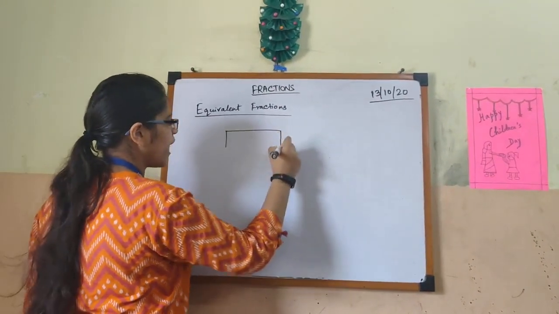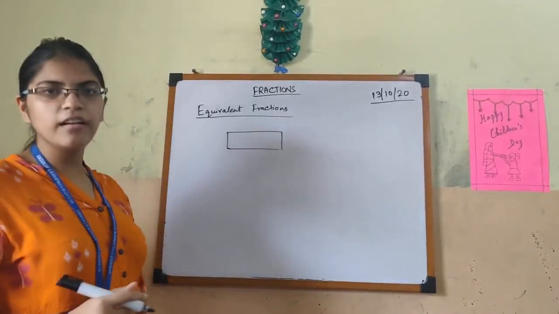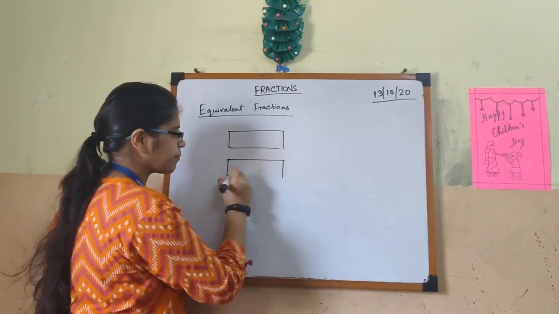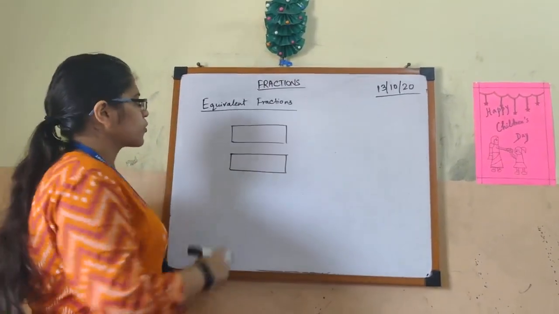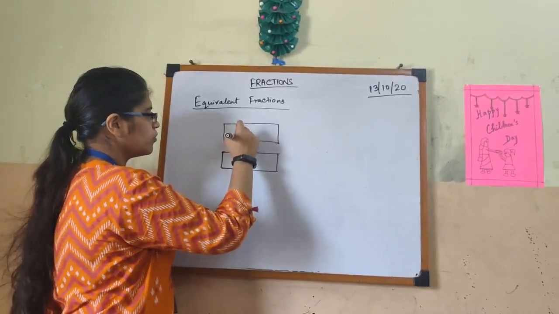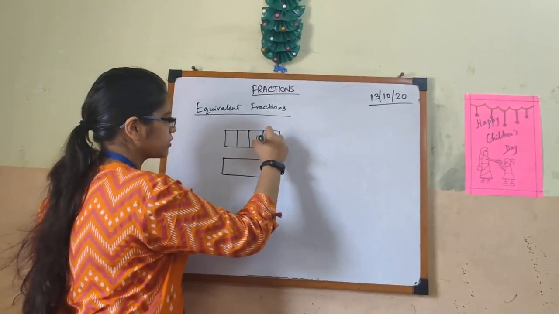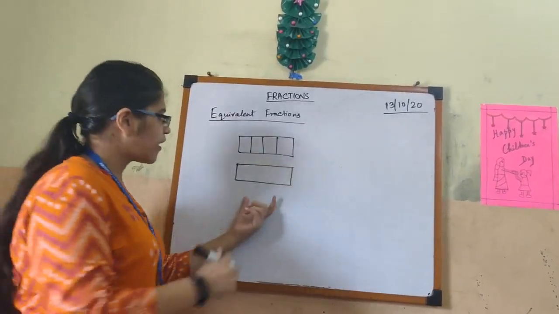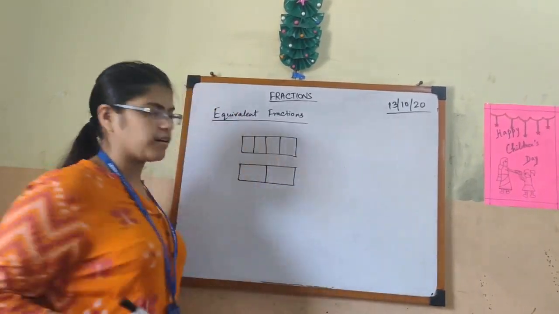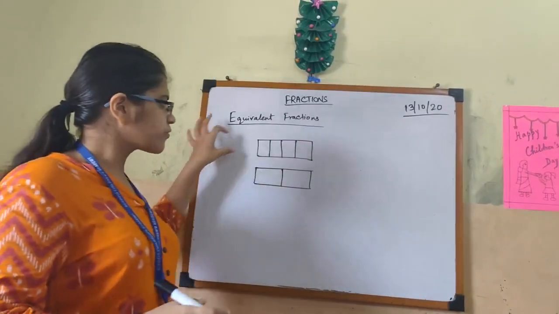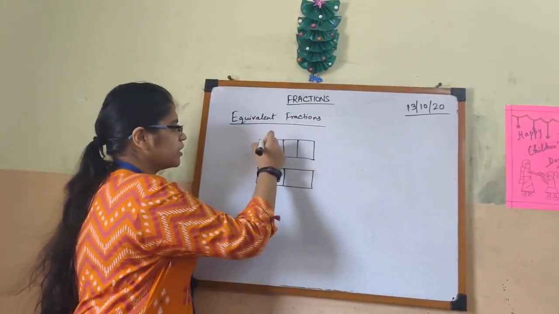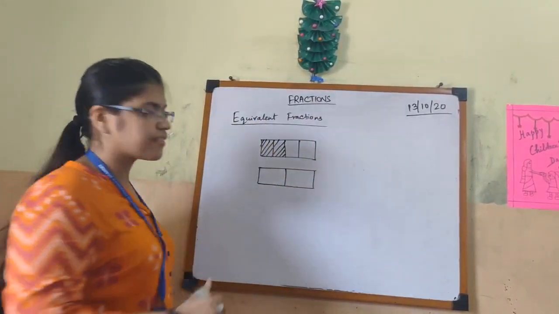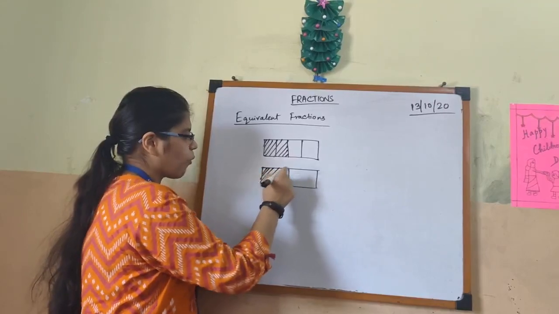Suppose we have two boxes which have the same shape and same size. Now if I am dividing the first box into four equal parts, and in the next case we are dividing the box into two equal parts. In the first case, out of these four equal parts, we have shaded the first two parts, and in the second case we have shaded only one part.